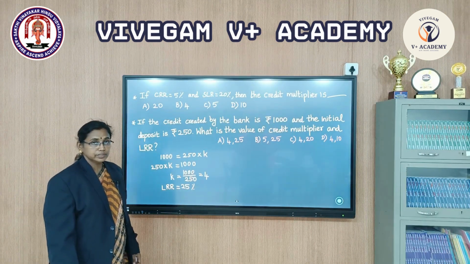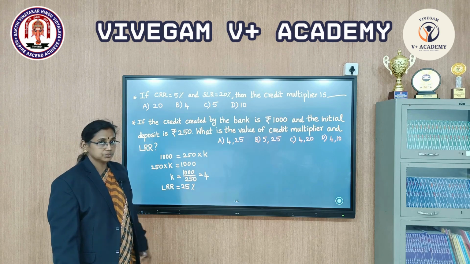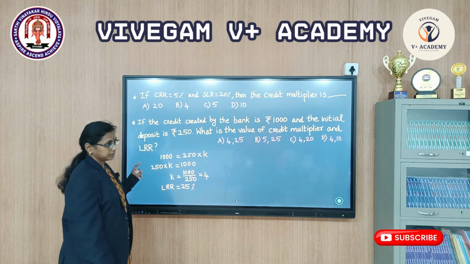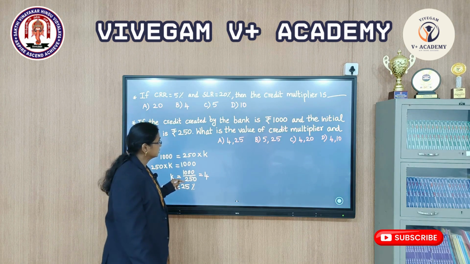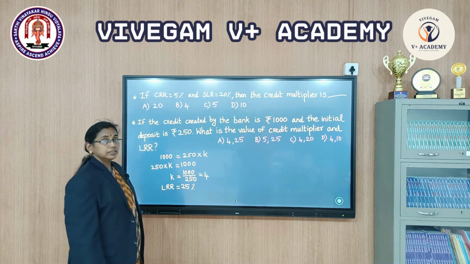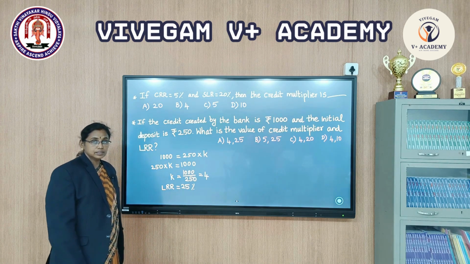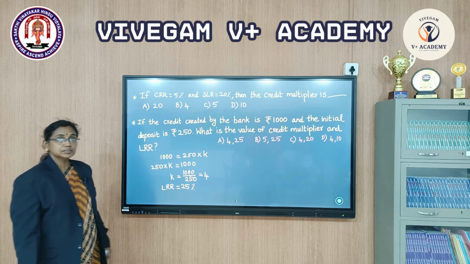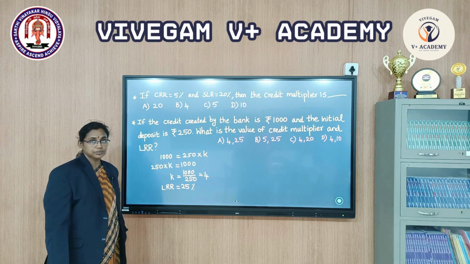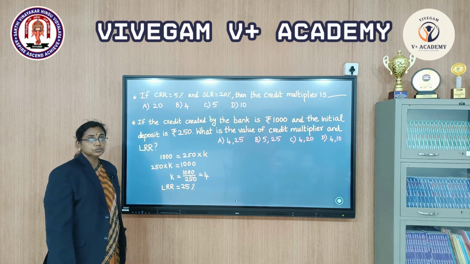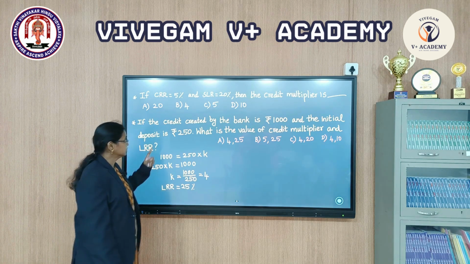Now we are going to find the answer for MCQs. See the first sum: if CRR is 5% and SLR is 20%, then the credit multiplier is. We know that LRR is equal to SLR plus CRR. So now what's the answer for LRR? It is 25%. If the LRR is 25, we will get the value of K is 4. The correct answer is option B.